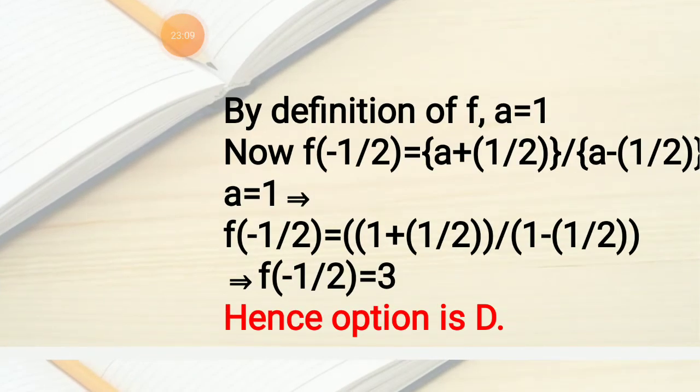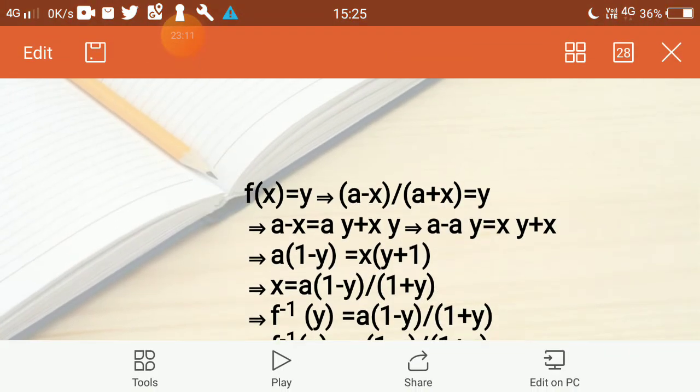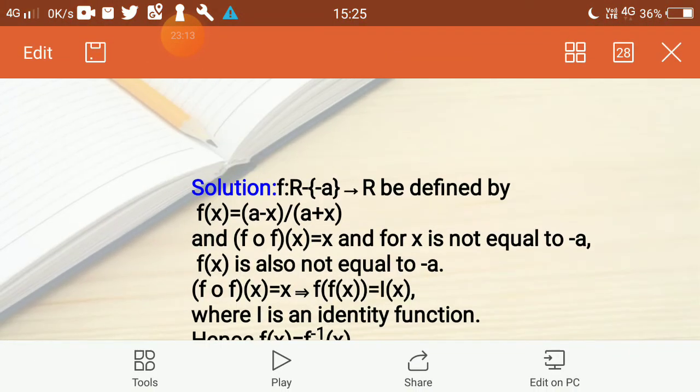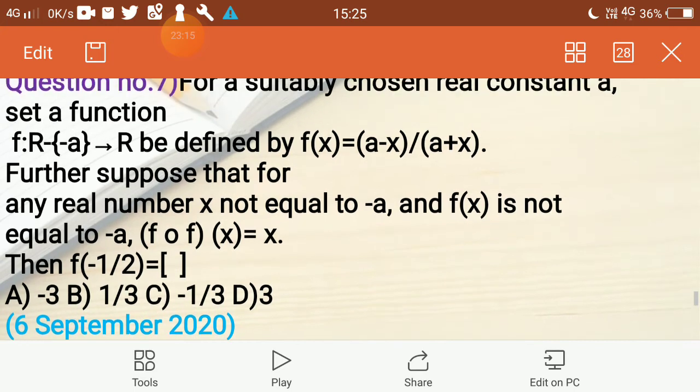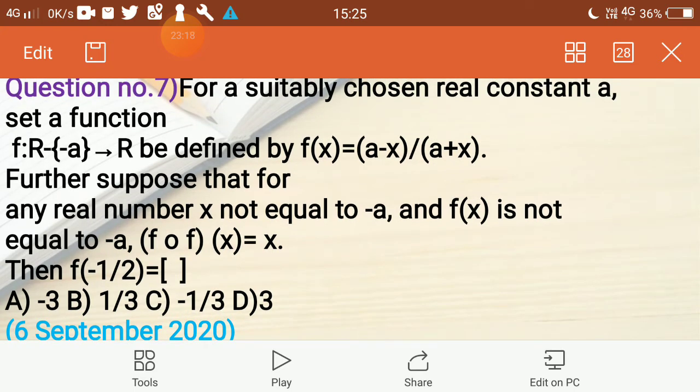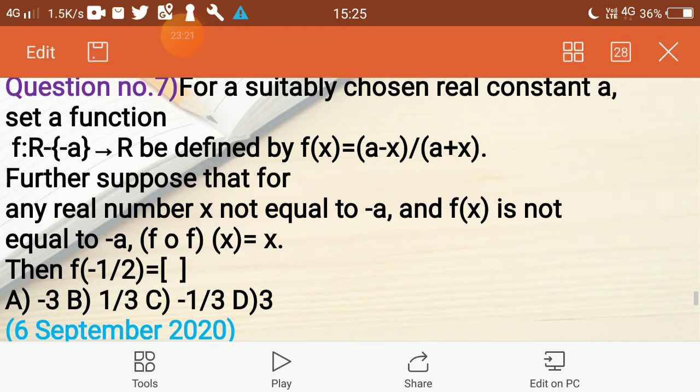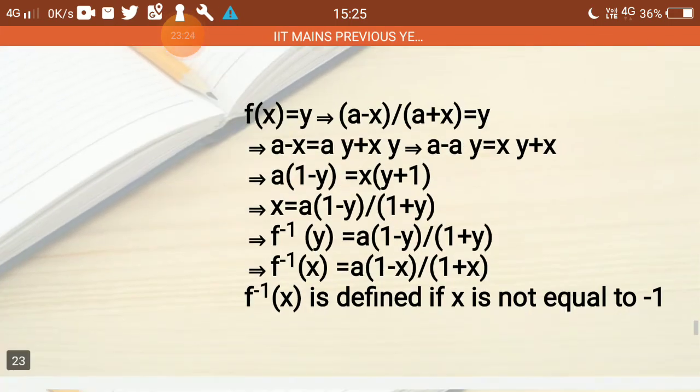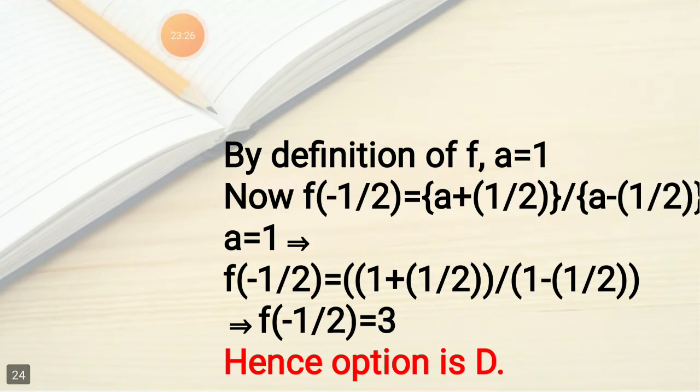f of minus 1 by 2. So what is f(x) here? (a − x) by (a + x). f of minus 1 by 2 is (a − (minus 1 by 2)) by (a + (minus 1 by 2)), so (a + 1 by 2) by (a − 1 by 2). Taking a equal to 1, because we got it like that, f of minus 1 by 2 is (1 + 1 by 2) by (1 − 1 by 2).